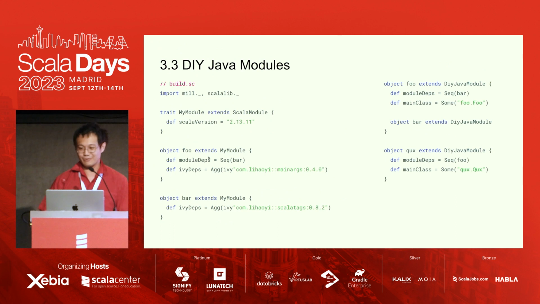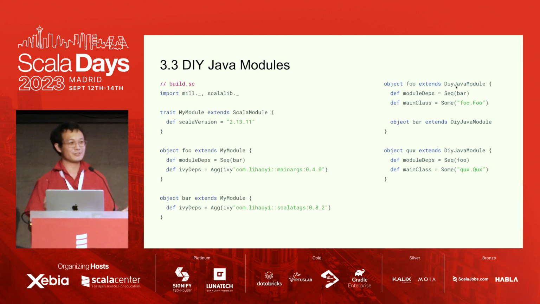So like earlier in this talk, we looked at the Scala modules. So Scala modules built in. On the right, you can see these are how we use the DIY Java modules that we just wrote a few minutes ago. And yeah, it's basically the same thing. And that's how the Scala modules in the Mill prepackaged libraries are built. You can modify them with the same overrides you do with your own.